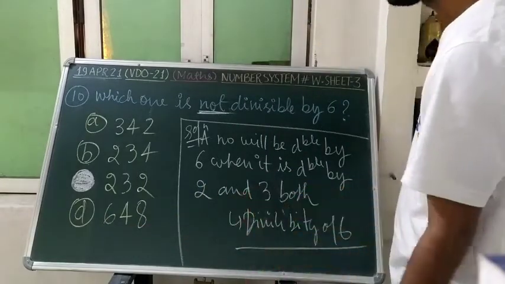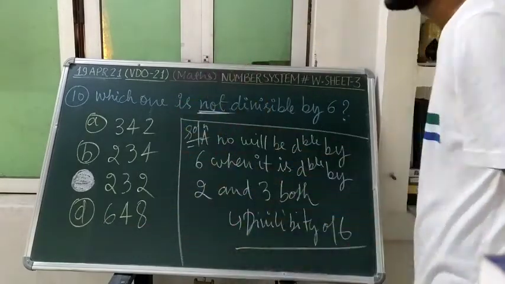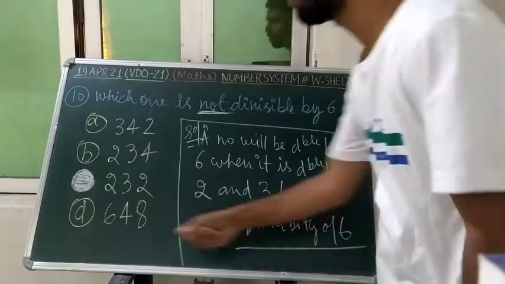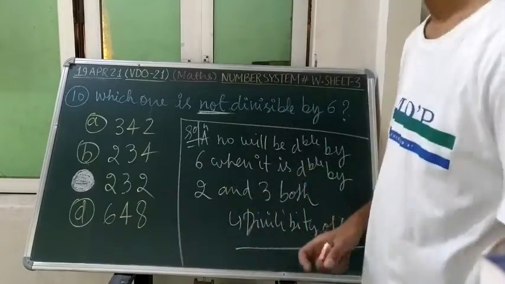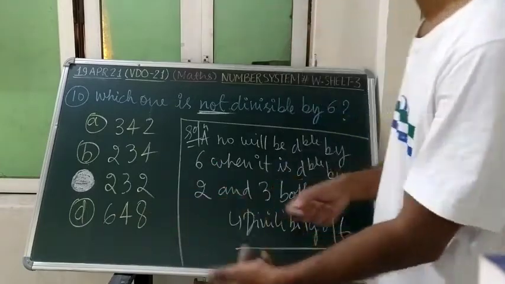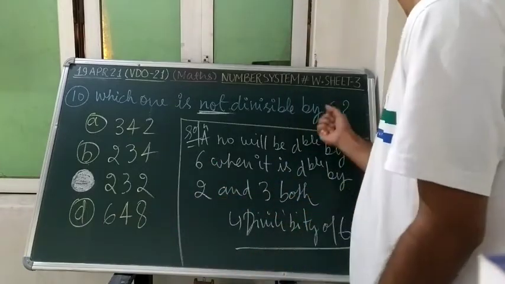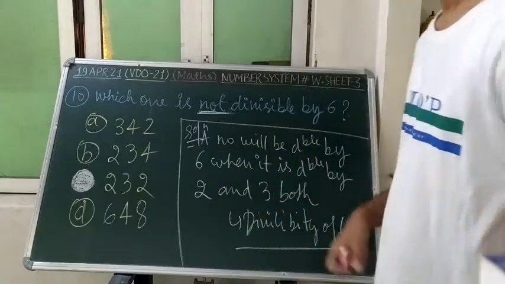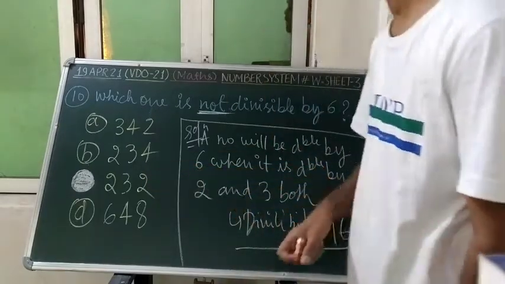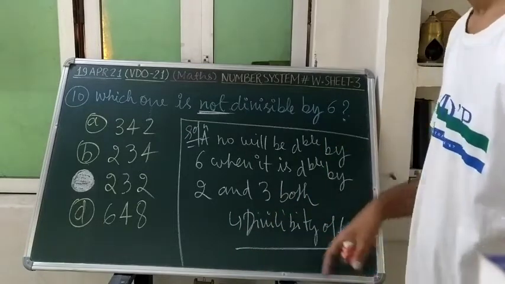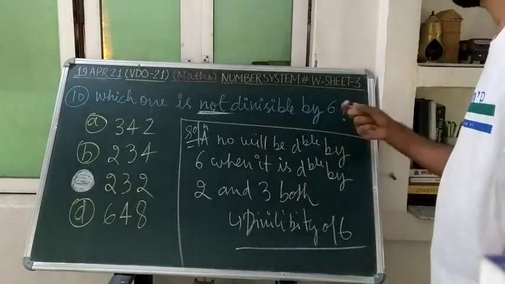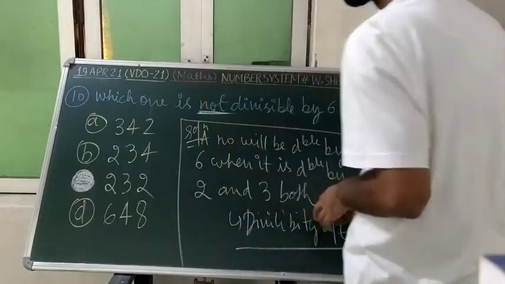18 will be completely divisible by 3. 3 sixes are 18. So the sum of the digits is divisible by 3, so the number will also be divisible by 3. So the D one is divisible by 2 as well as 3, so it will also be divisible by 6. Whereas the C one, you were looking that it was only divisible by 2 but it was not divisible by 3, so it will not be divisible by 6 and our answer will become this.